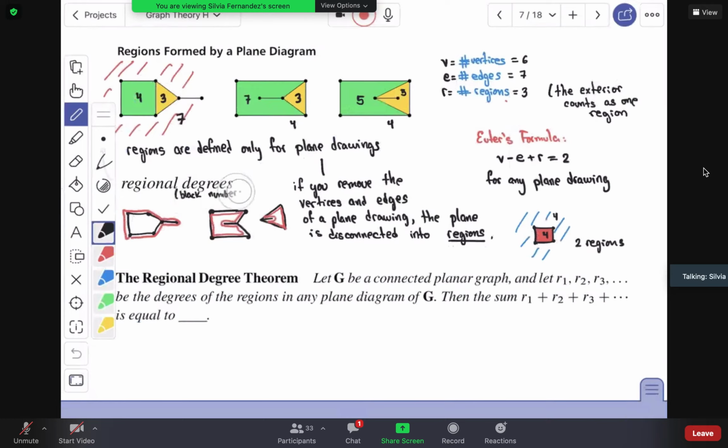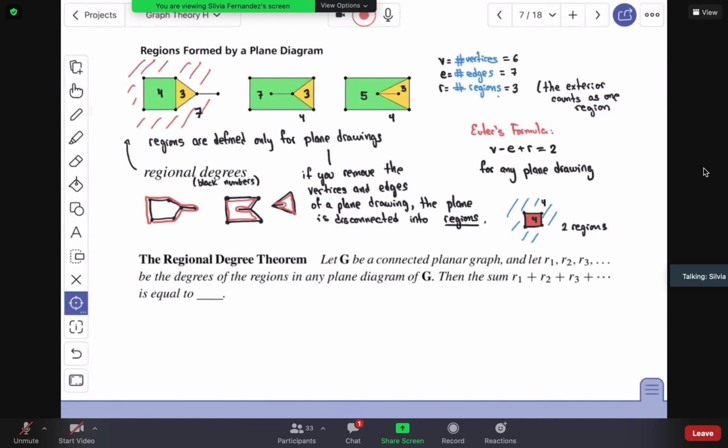So my black numbers in all those figures are my regional degrees. Regional degrees are usually labeled R1, R2, R3. So I have regions 1, 2, 3, and my regional degrees are R1, R2, R3. And we have a theorem that's very similar to the sum of the degrees equals twice the number of edges. Here, the sum of the regional degrees is twice the number of edges as well.